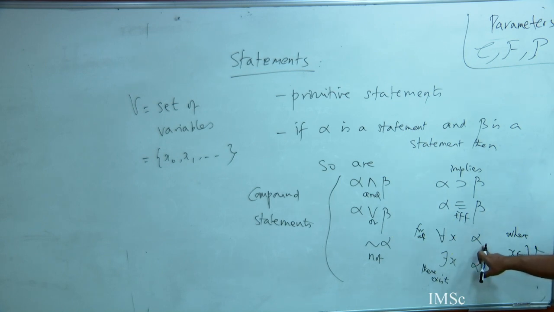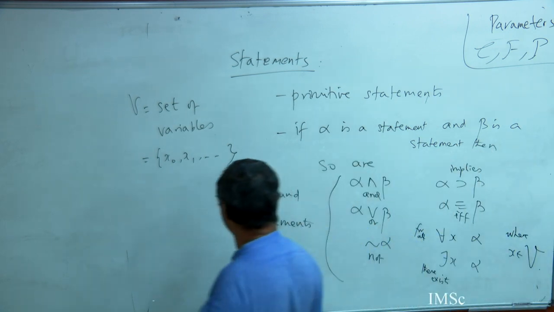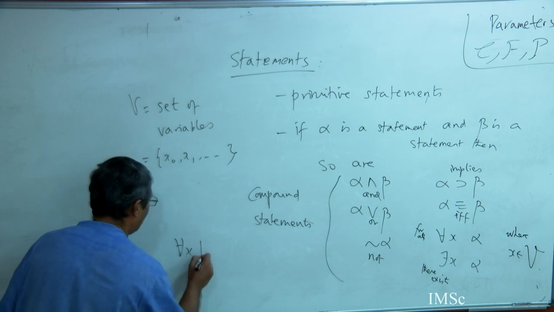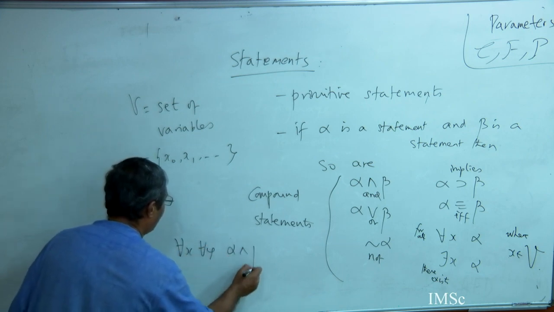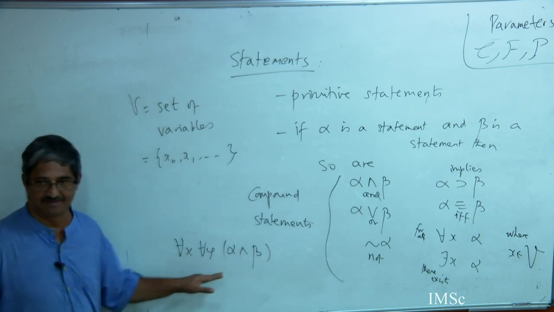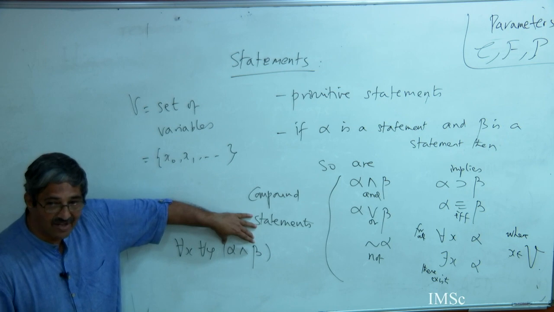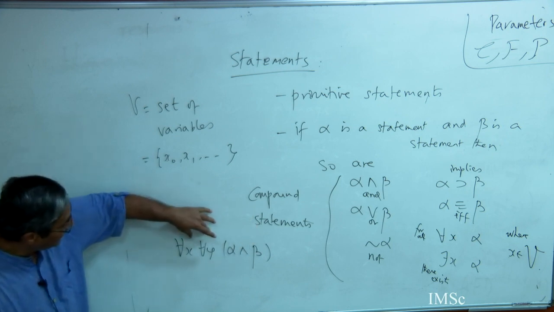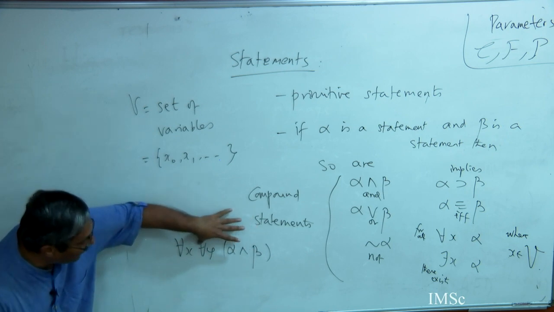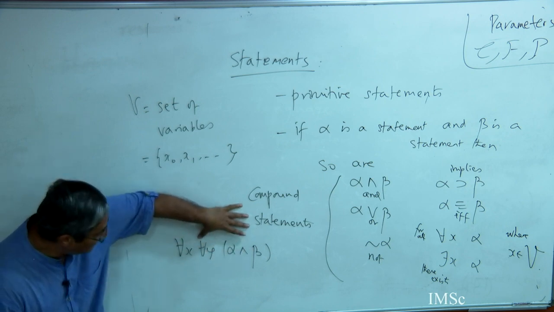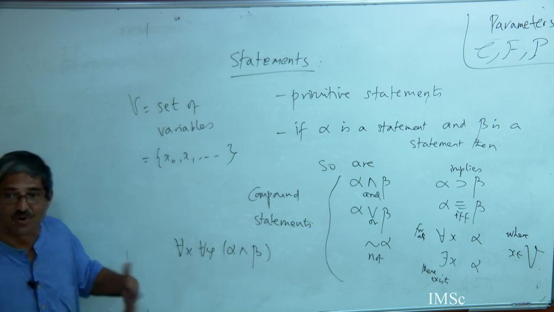So if alpha is a statement and x is a variable, you are allowed to write for all x alpha as a compound statement. So now, what is the idea of writing statements of this kind? Now you can see that I can write for all x, for all y, alpha and beta. This is okay, right? Because alpha, beta are some statements, therefore alpha and beta is a statement. Therefore for all y, alpha and beta is a statement. This whole thing is a statement, therefore I can write, and so on.